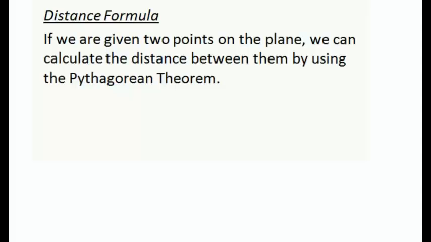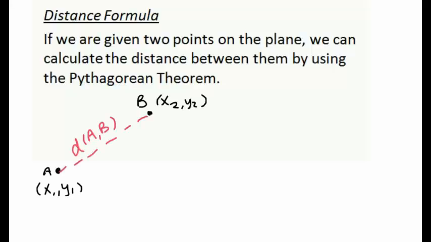Let's begin by talking about the distance formula. If we're given 2 points on the xy plane, we can calculate the distance between them by using the Pythagorean Theorem. So let's go ahead and draw ourselves a little picture. We're going to put on the point A, which we will call x1, y1, and the point B, which we'll call x2, y2. And what we would like to find is this distance from A to B, and we're going to denote that as d of A comma B.